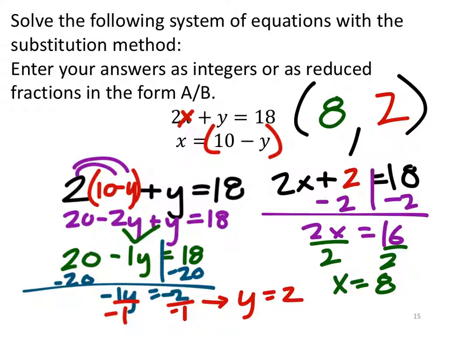All right, well, let's test this in the second equation. Well, I'm sorry, let's do the first one. 2 times 8 plus 2 is 18. And then the second one, the equation x equals 10 minus y. 8 does equal 10 minus 2. So that is true. So again, you may have preferred to use that second equation to solve for the x, and it would have been a little bit faster. But in any case, it doesn't matter, okay? And you get to choose.